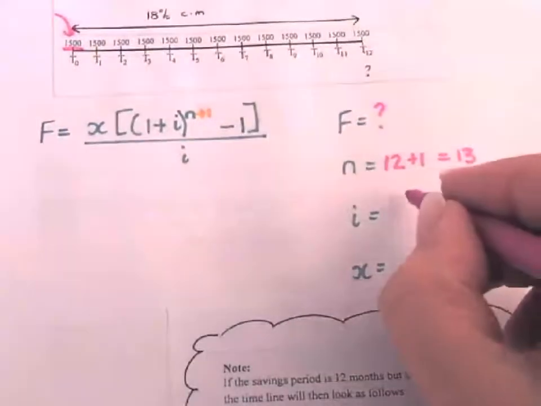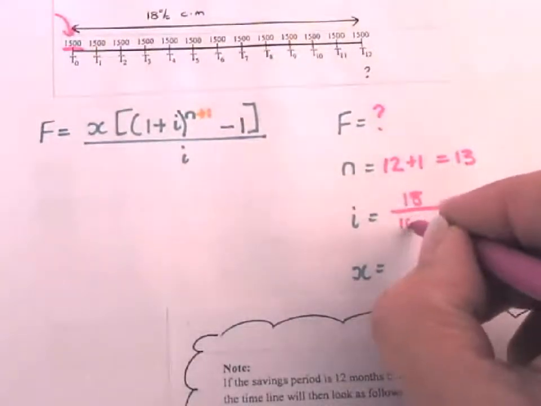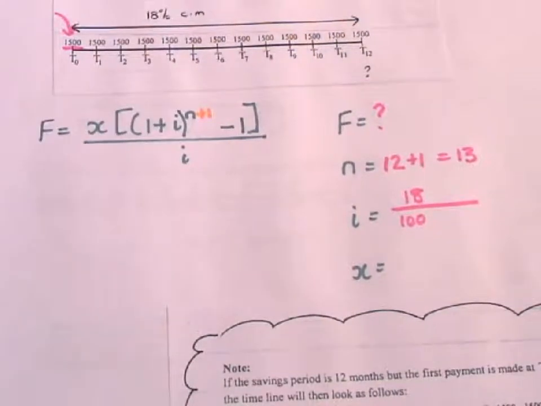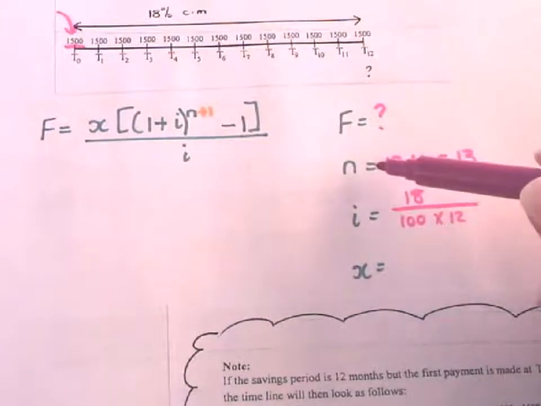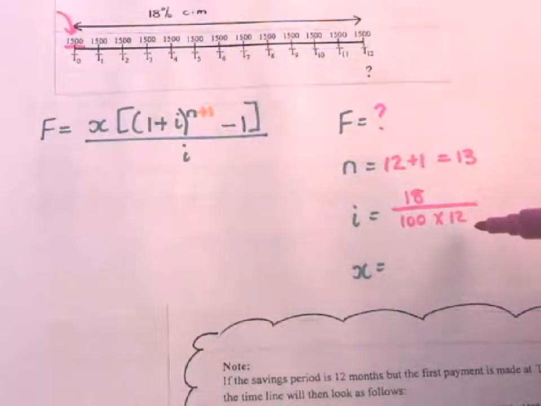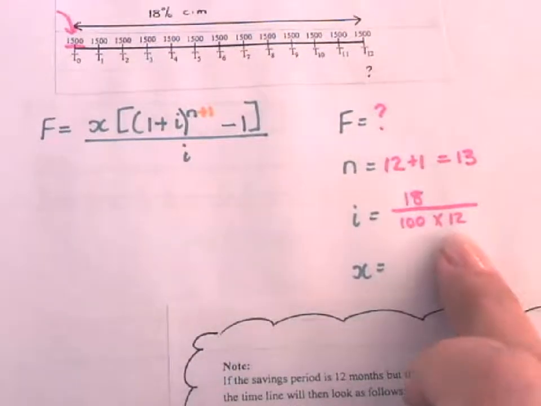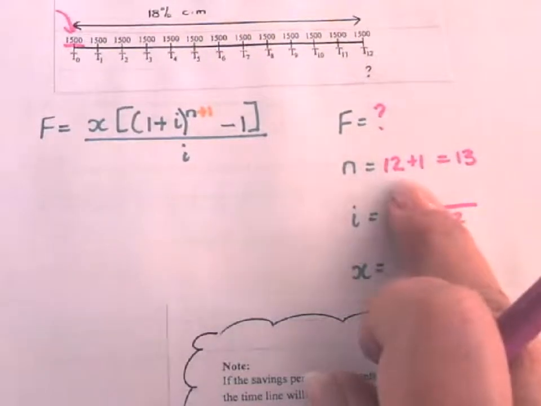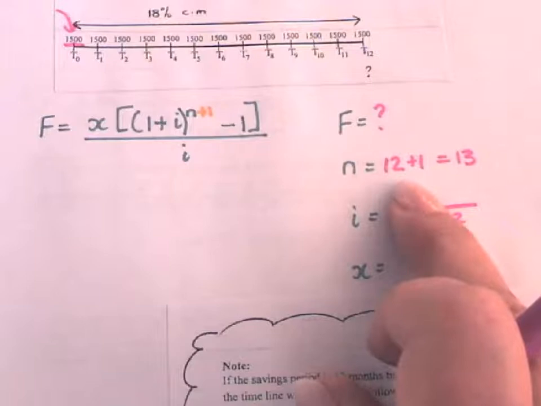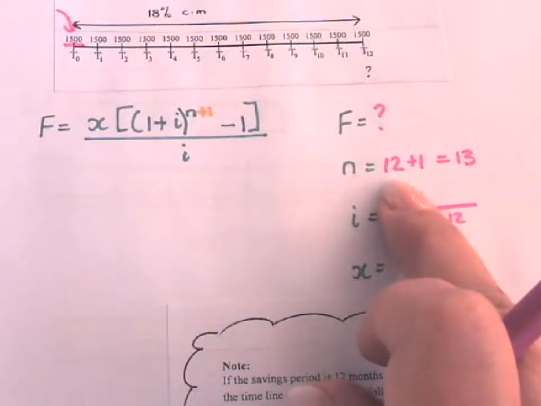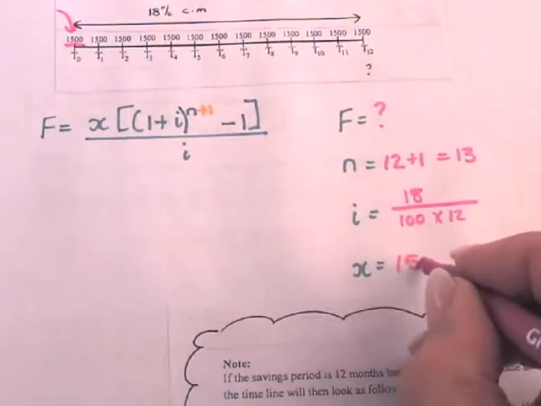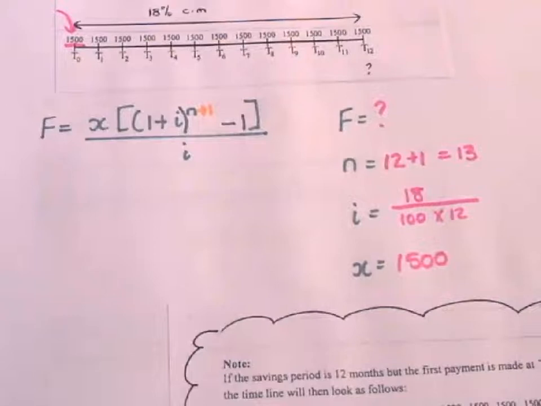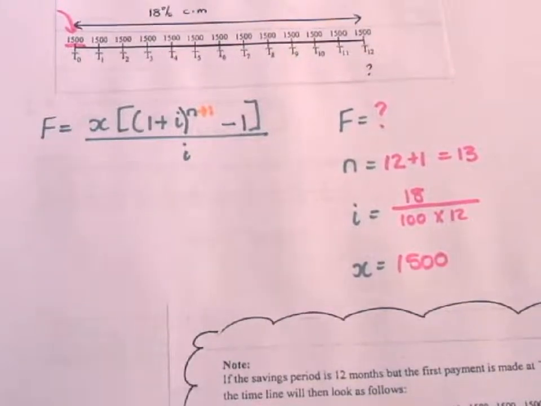I is 18%, so it's 18 over 100, times how many times per year? 12 times. So this N and this N differs. Remember, this one is how many payments per month, how many installments, and this one is how many deposits. There was 12, as well as an extra starting one. X is 1,500 Rand. Now we substitute the values.